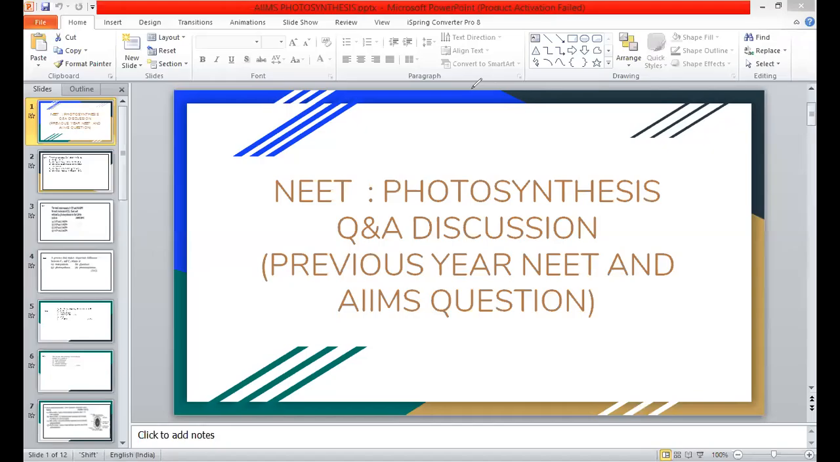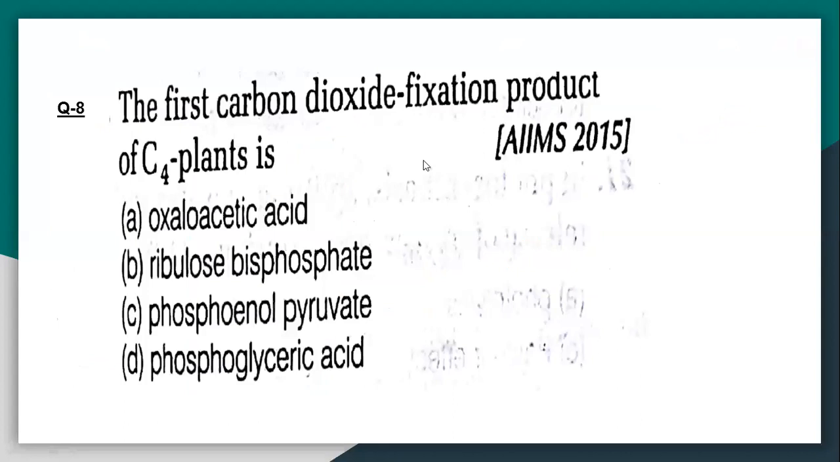Next, the first carbon dioxide fixation product in C4 plants. I have already told you the first carbon dioxide fixation product. The first fixation product is oxaloacetic acid. PEP plus CO2 together form OAA, or oxaloacetic acid, right? So the answer will be option B. Next.